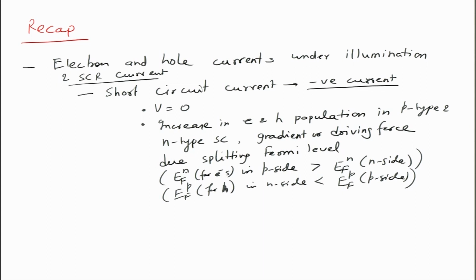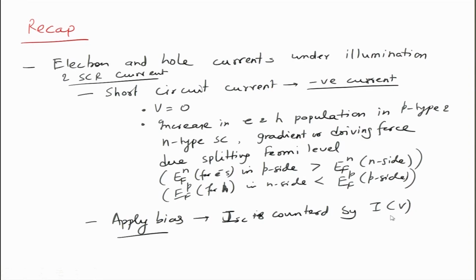So as a result, when there is a downhill gradient for a Fermi level, electrons will go from p to n side and holes will go from n to p side, and this happens because illumination causes massive increase in the carrier density, especially for minority carriers within p and n side. Okay, and this leads to the current in opposite direction, and this current, as you apply bias, ISC is countered by IV. Okay.